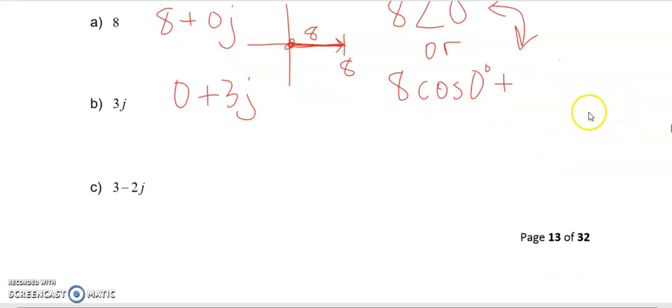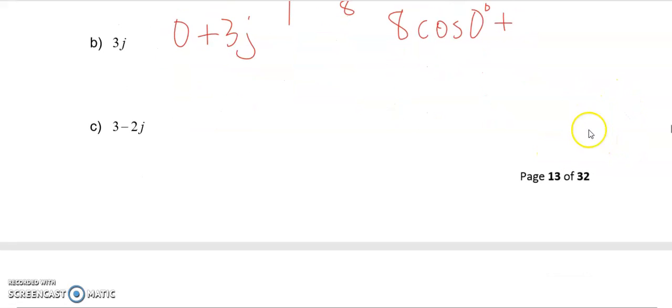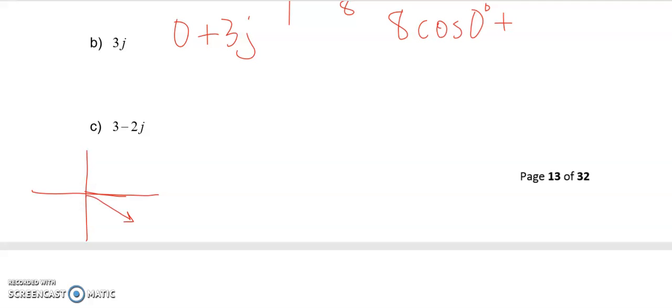Okay. So let's try part C. And this one's going to require actual calculations. Now, first of all, if you did graph this, 3 subtract 2j, 3 along the positive x, but then down 2, your vector is going to end up looking something like that right there. So it's going to be down in quadrant number 4 this time. When you calculate your angle, the reference angle is actually down below.